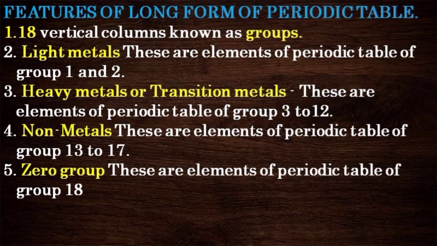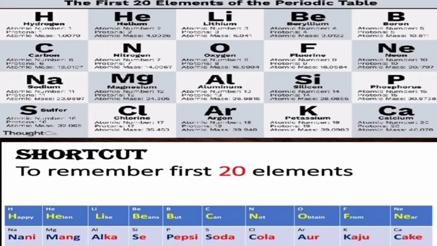Now non-metals will be from 13 to 17. That is 13, 14, 15, 16, 17. And zero group, you will have the elements of the period coming under group 18. Okay, that means zero group is coming under 18th group.